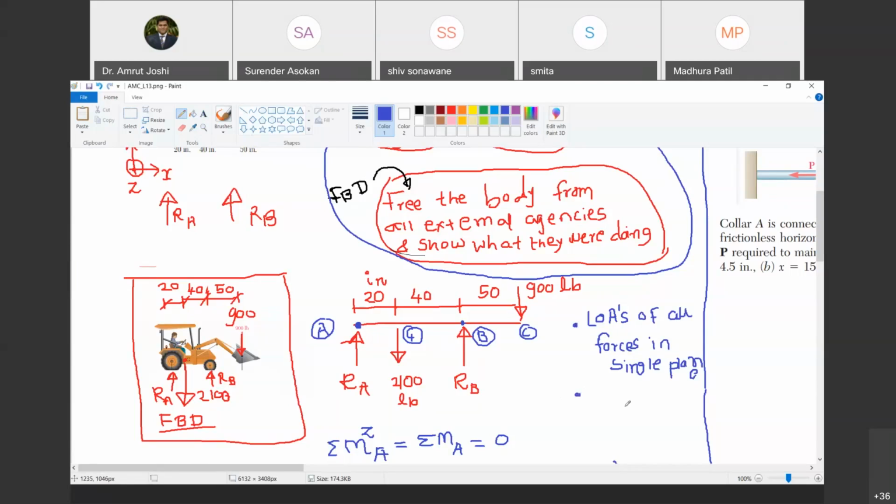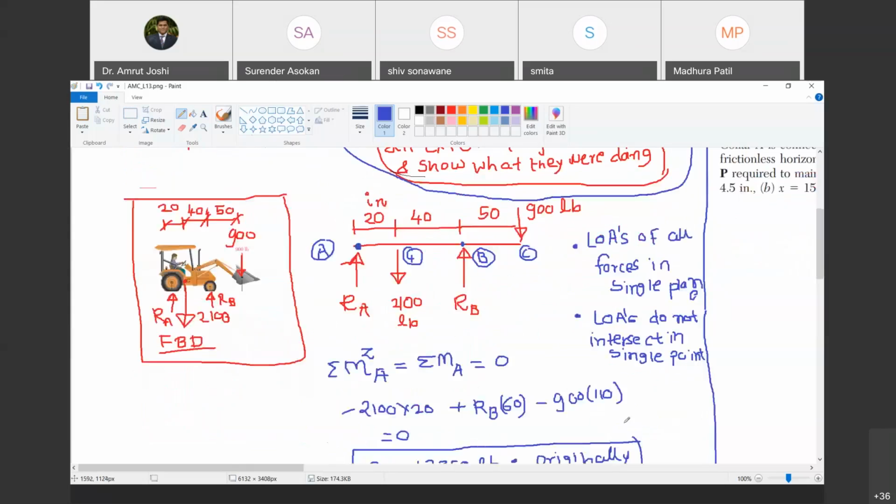Then tell me, are their lines of action intersecting in one point? No. समझ में आ रहा है? So LOAs of all the forces do not intersect in a single point. Are all lines of action parallel to each other? Yes. So all LOAs, lines of action of all forces, are parallel to each other. Are you with me? Yes, sir.